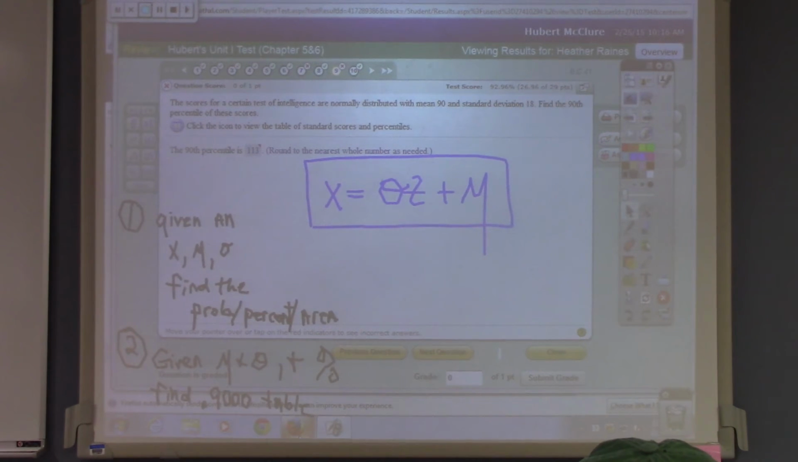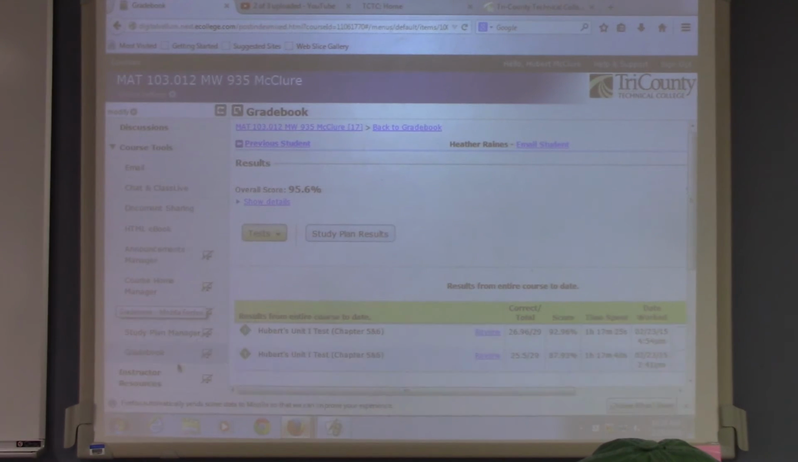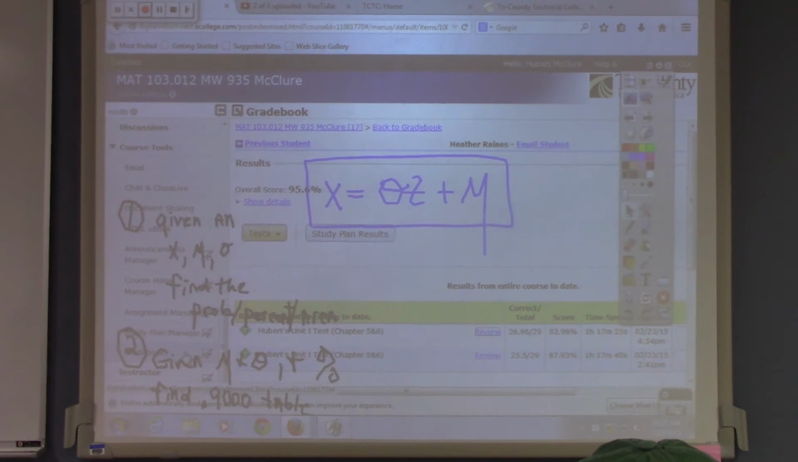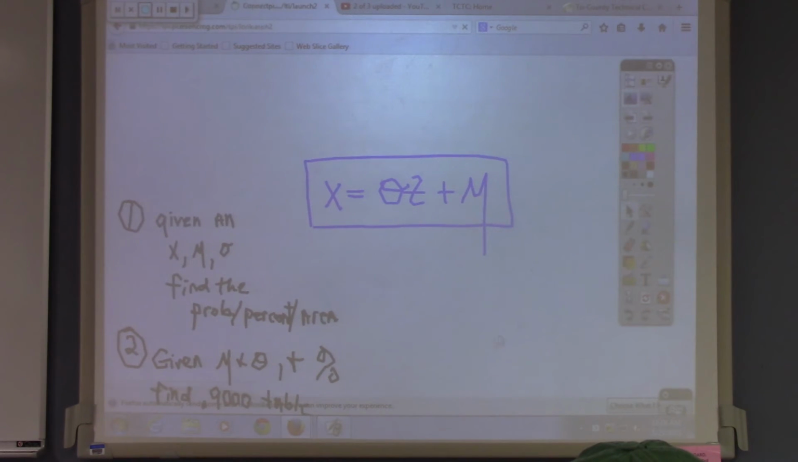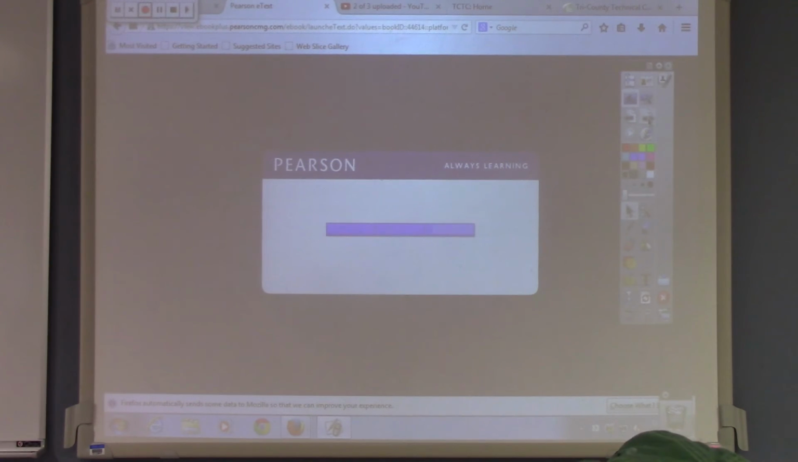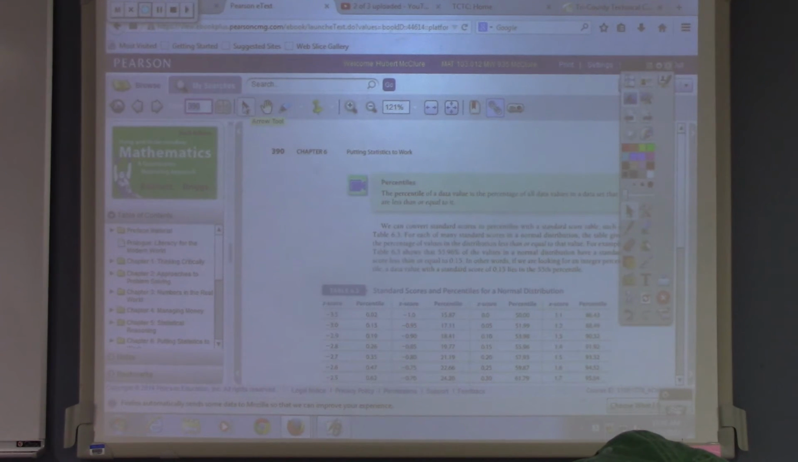6.3. This looks different than that one. What chapter are we in? 6C. What page did I say it was? 390. Is that y'all's book? Yeah, there it is.